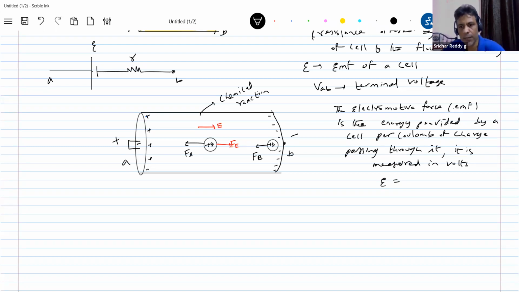So this is work done per coulomb of charge. Going back to electrostatics, work done per unit charge, how do you define that quantity? Potential, no? So what should be the unit of this EMF? The EMF unit will be volt. That's why it has come as volt.